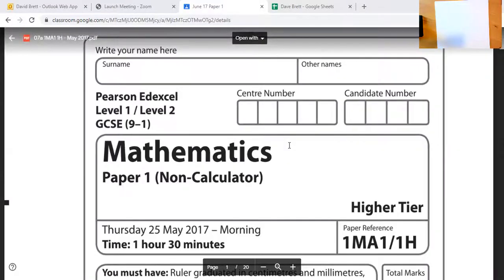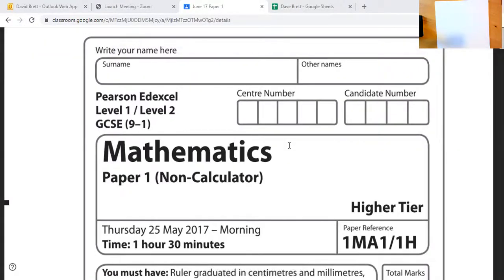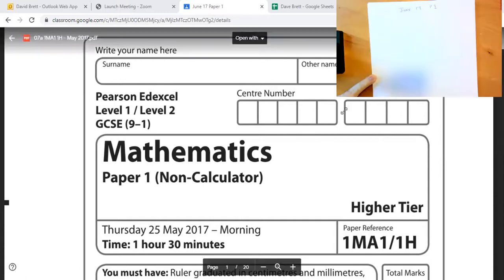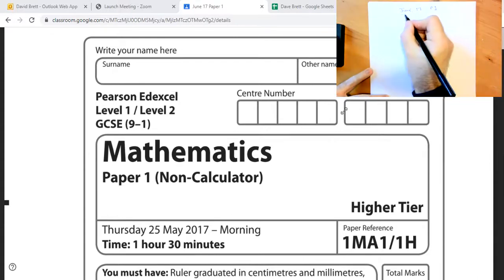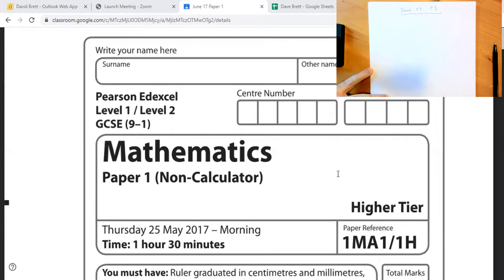Okay, as promised, here are my solutions to the June 17 paper 1. Let's make that a little bit bigger. Hopefully you can see that okay. I will make that bigger as we go through the paper.